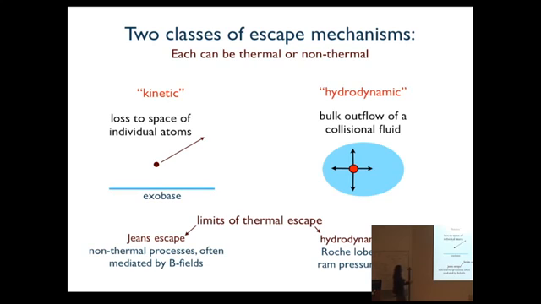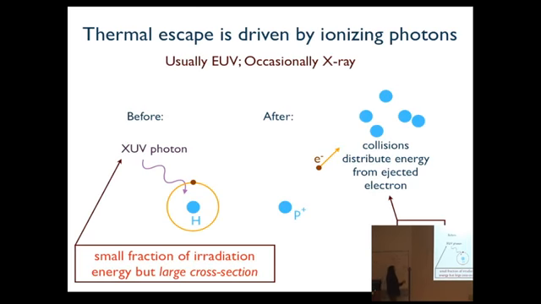So you can also have non-thermal processes. A lot of these kinetic non-thermal processes, often mediated by magnetic fields, are important for solar system planets that are losing atmosphere at a relatively low rate. You could also have non-thermal hydrodynamic processes. For example, you could have Roche lobe overflow. You could have ram pressure stripping by a very intense stellar wind. So I'm going to be talking about these top two: thermal escape, Jeans escape on the kinetic end, and thermal hydrodynamic escape.